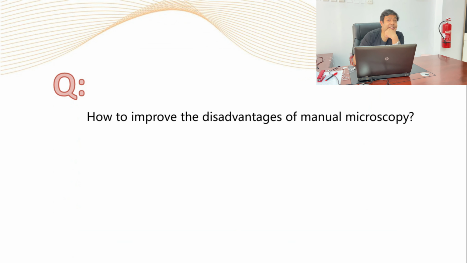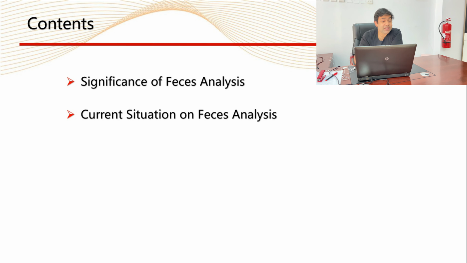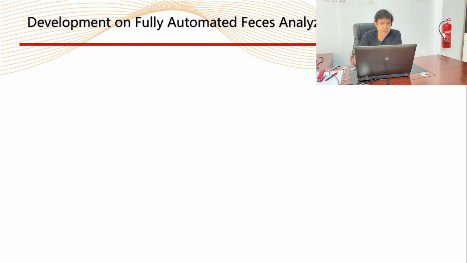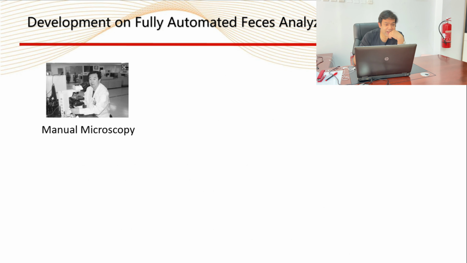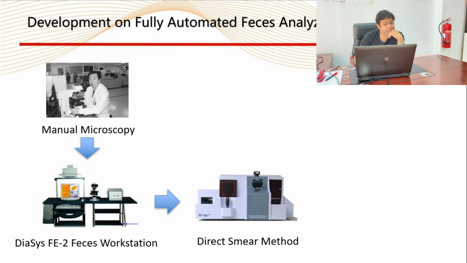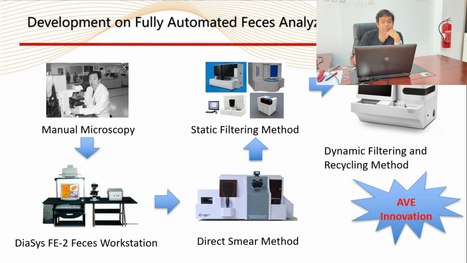One question: how to overcome the disadvantages of manual microscopy? The answer is to use the fully automated feces analyzer. Okay, next, development on fully automated feces analyzers. So let's see: first manual microscopy, then the DIASYS FE2 feces workstation, direct spin method, static filtering method, and finally the dynamic filtering and recycling method, which is the innovation of AVE.